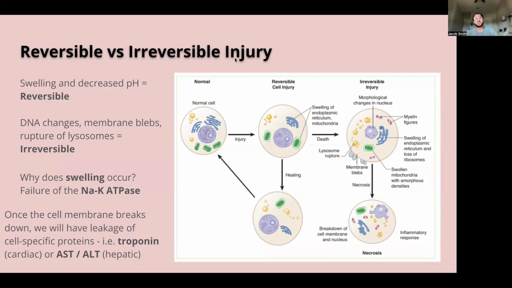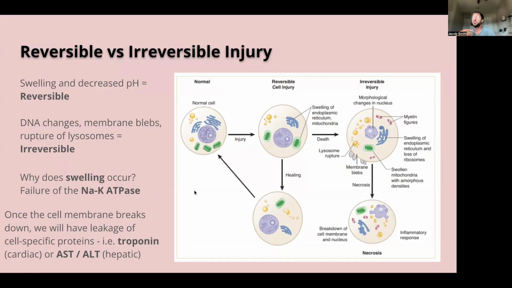The irreversible changes are going to be damage to the DNA, blebbing of the membrane, rupture of lysosomes. Rupture of lysosomes will lead to a liquefactive necrosis, and that's pretty much cell death, inflammation. And then one other key point.